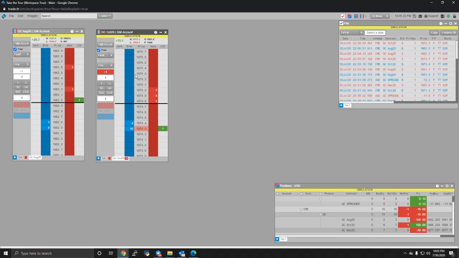Okay, there it filled me. And you've got to remember we're in simulation here, so sometimes the data and the ticks are a bit delayed. But now if we come down to my position window, my gold August 2020 net position is 0, it is flat, and my gold October 2020 position is short 1. So we have done what we set out to do. We've rolled our short position in gold August 2020 ahead of the first notice date into gold October 2020.